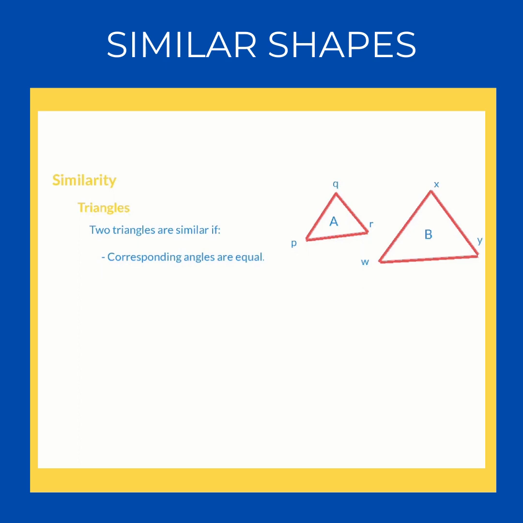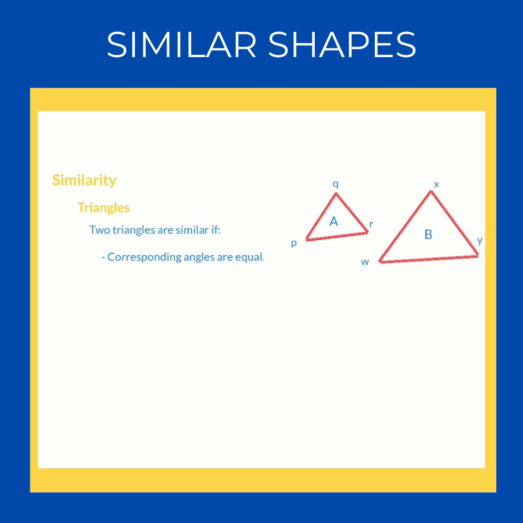In this lesson, I'm going to cover similarity. When we're talking about similarity, we have two different cases. The first case is about triangles, while the second case is for any shape other than a triangle. So let's do the first case, which is about triangles.